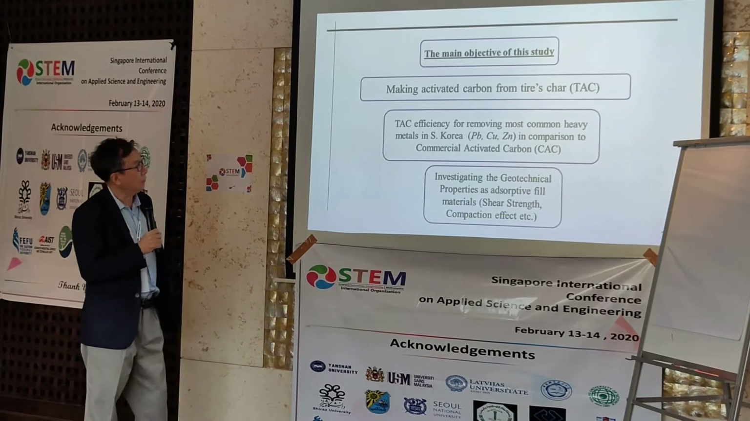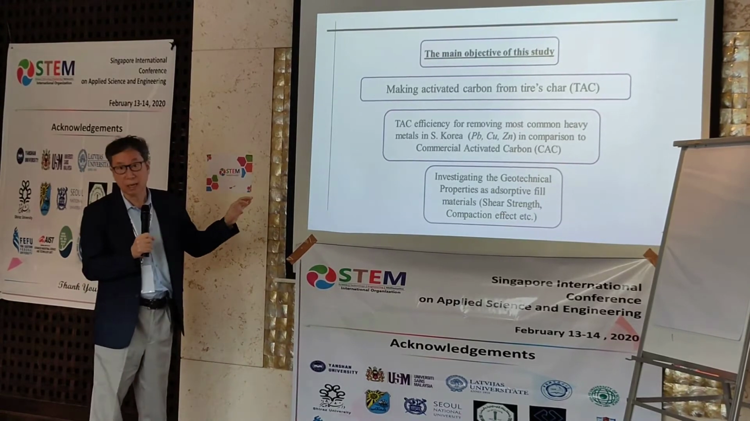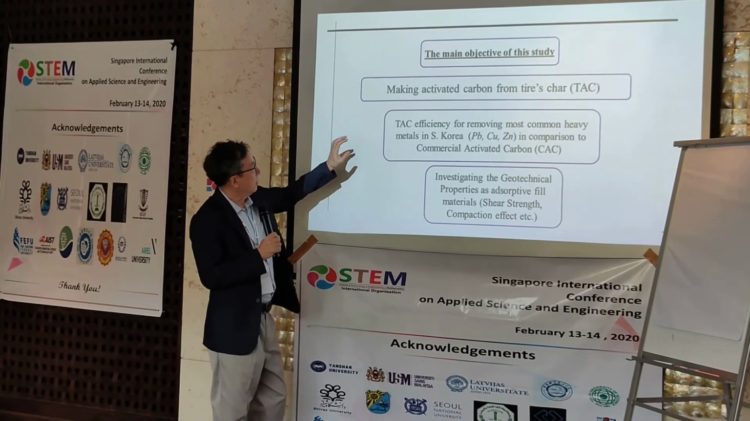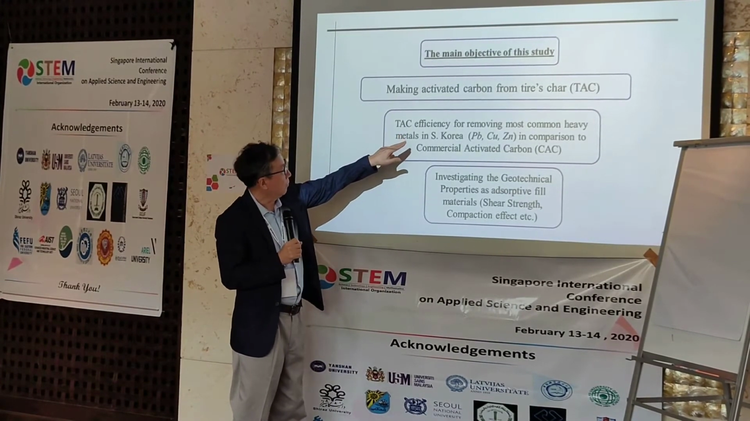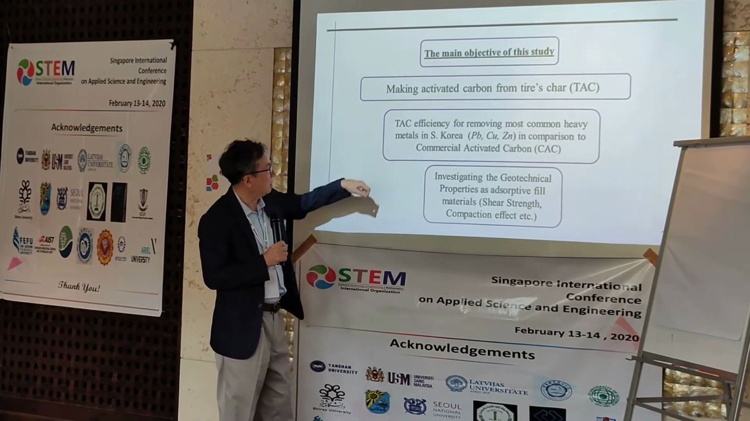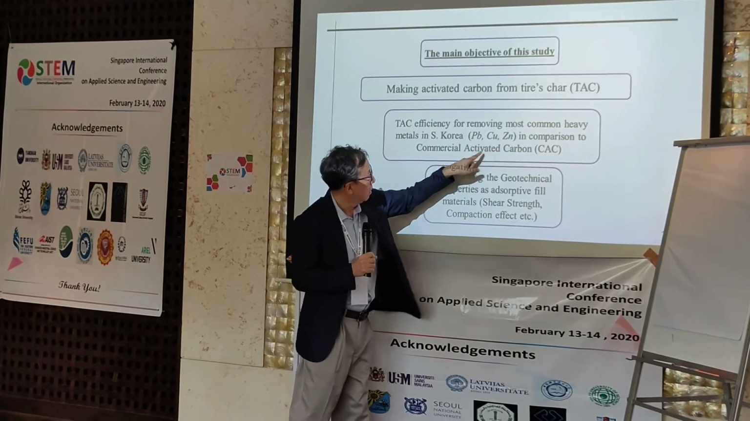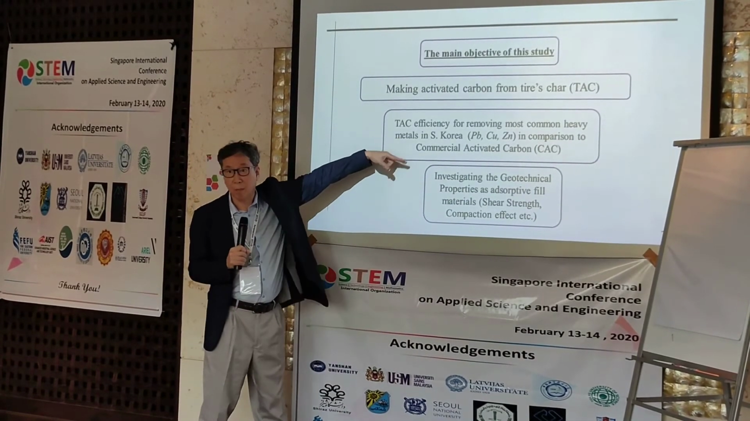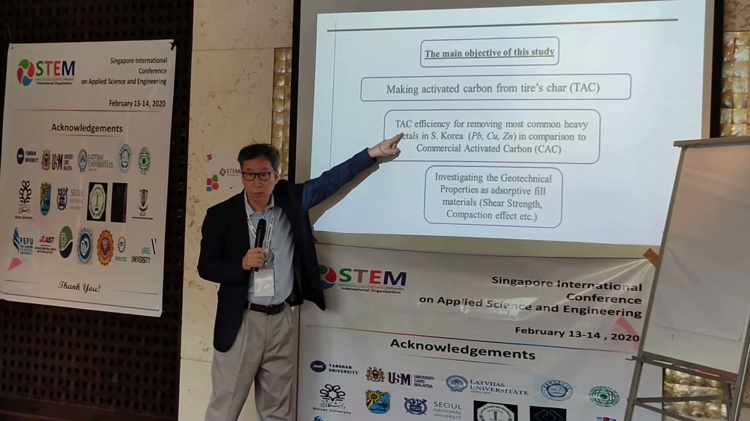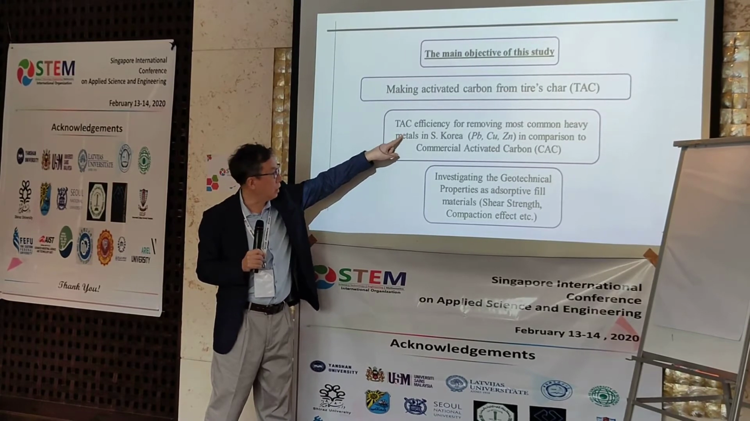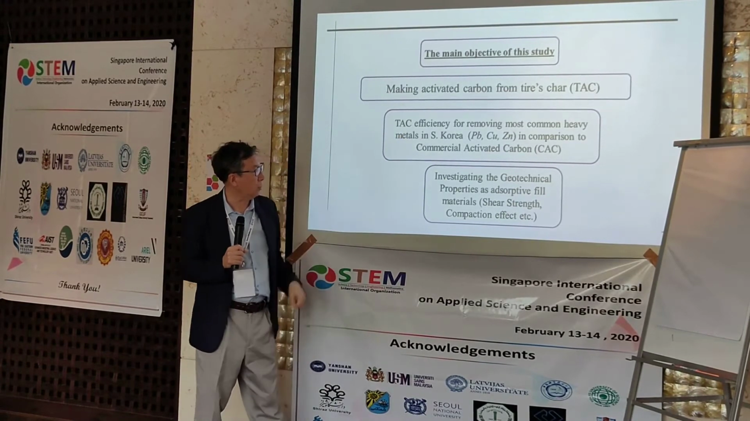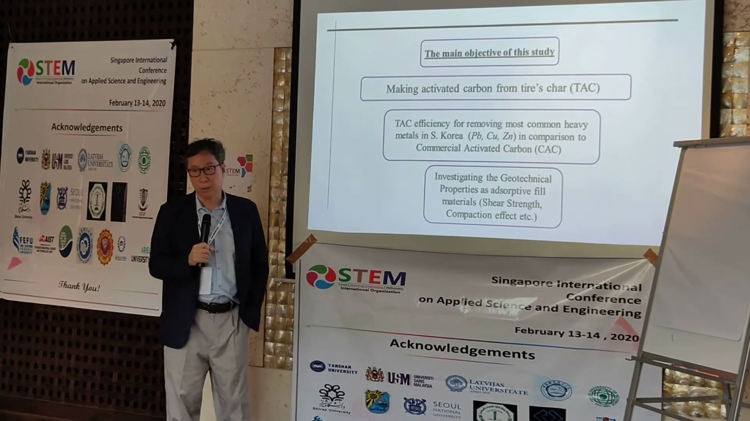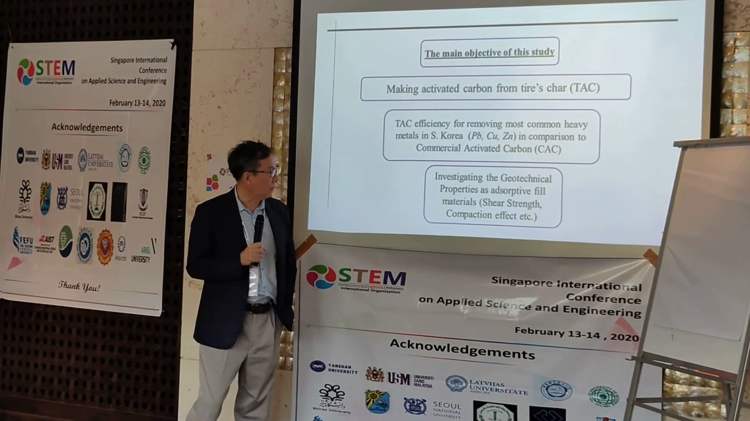The main objective of this research is making activated carbon from waste tires. I examine the tire activated carbon's efficiency for removing the most common heavy metals in South Korea, lead, copper, and zinc, in comparison to commercial activated carbon. So I compare the new renewable material with commercial activated carbon, and also investigate the geotechnical properties as an absorptive fill material.